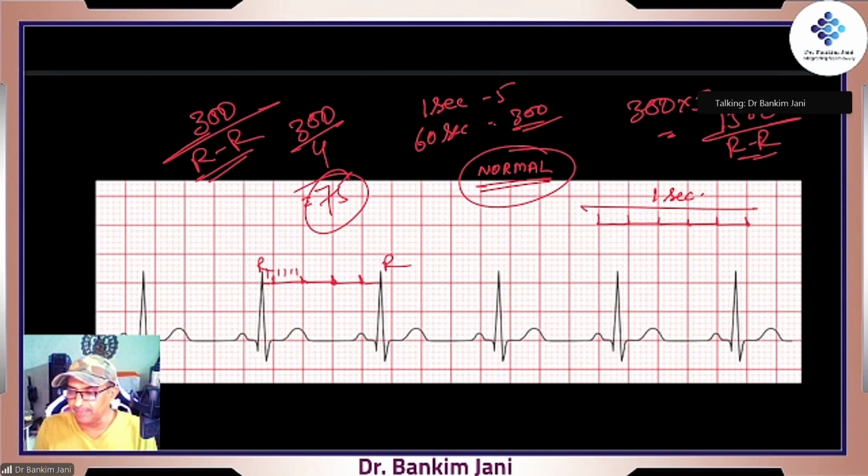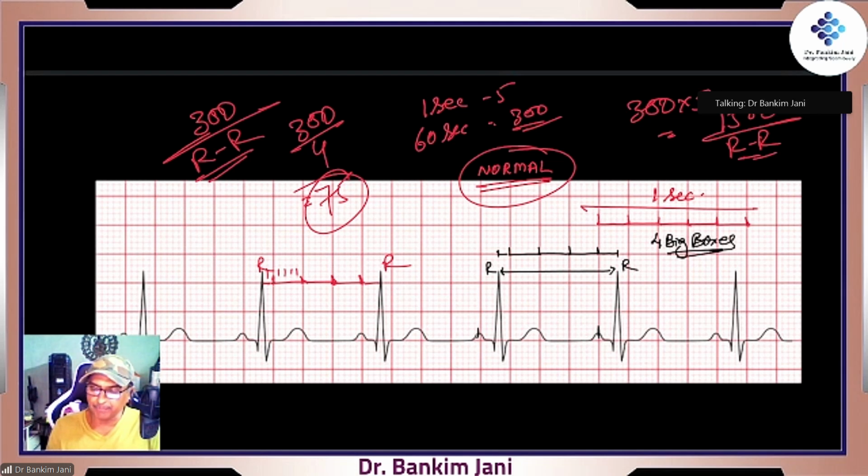Whenever the heart rate is to be calculated, we can take any of the common waves. We can take P to P, that is also fine. But R is easy, that's why we are picking R. Otherwise, any consecutive wave can be taken. We find out how many squares there are. We are dealing right now with big squares. So this is one big square, this is second, the third one, and then 3 boxes here and 2 boxes here. So it is 4 big boxes.